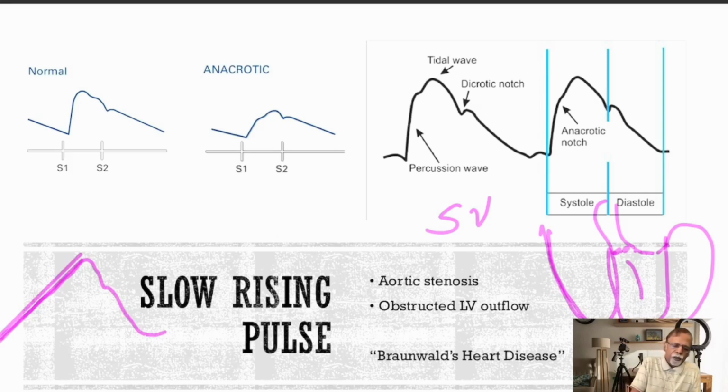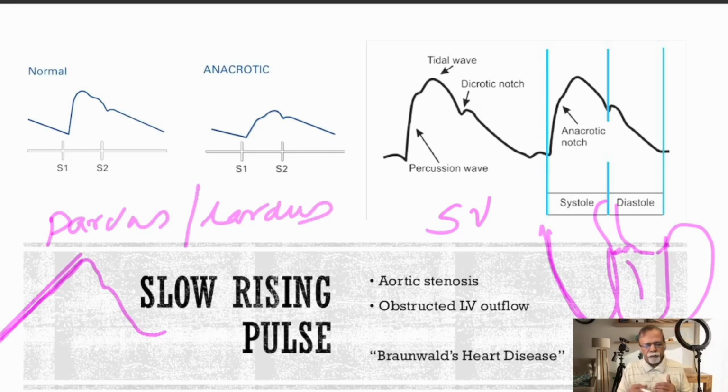This sort of pulse is called pulsus parvus et tardus. Parvus means the height is less, small. Tardus means late, as in tardive dyskinesia. So aortic stenosis produces classically a slow rising pulse. It indicates an obstructed left ventricular outflow. Hope this point is clear to you.